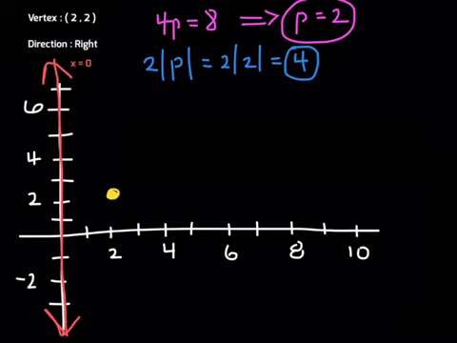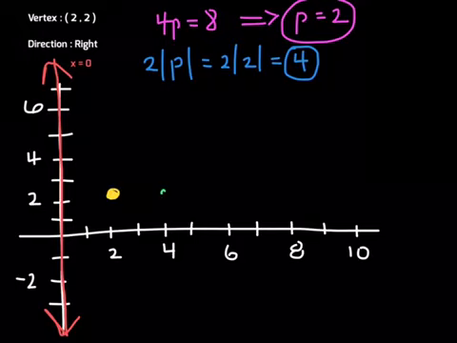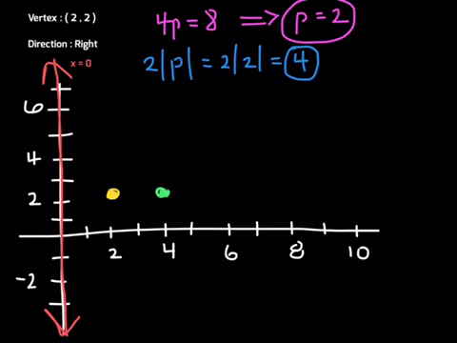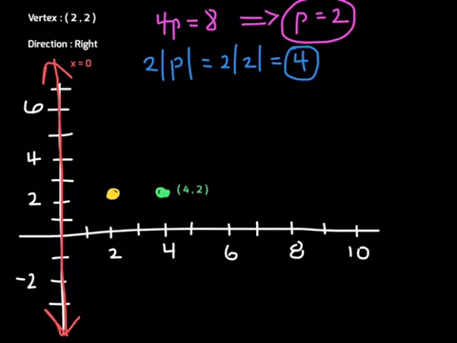Let's get our focus. Our focus is found by moving p number of units, which is 2 units, to the right of our vertex. So it'll be 4, 2. 4, 2 is the ordered pair for our focus. Let me plot that for us, or give the coordinates for us. 4, 2. All right, cool. So what do we have? We have our vertex, we have our directrix, we have our focus.